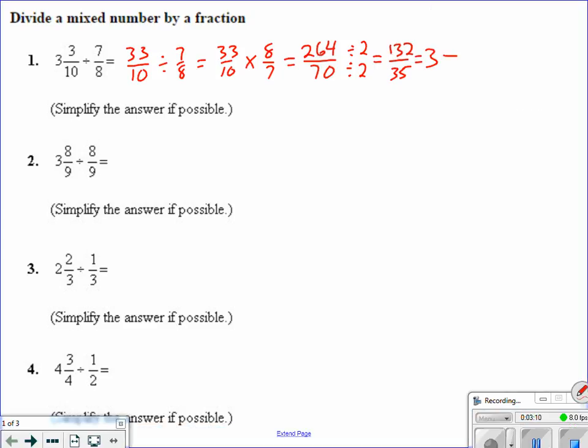Okay? So I write that whole number. Now, I know that my bottom number is going to stay the same. So I know that that's going to stay 35.